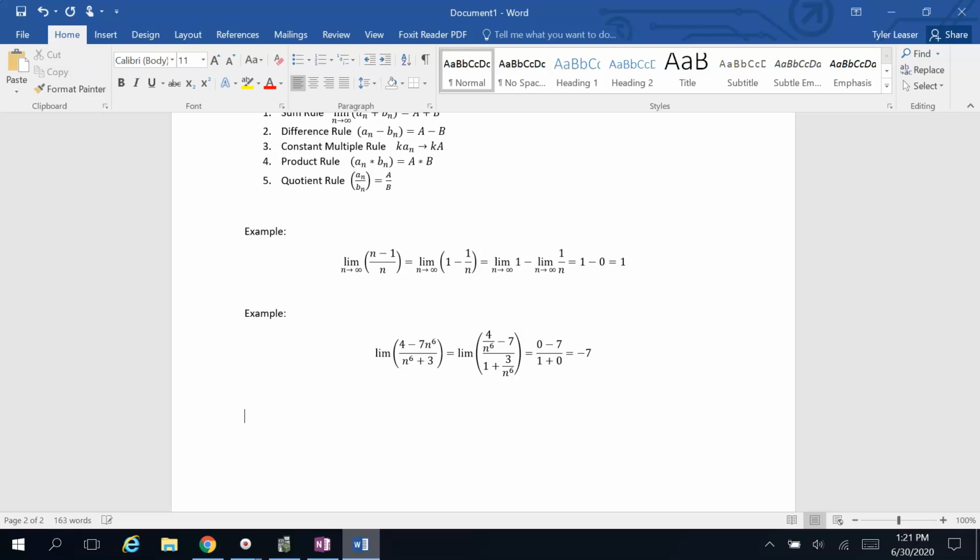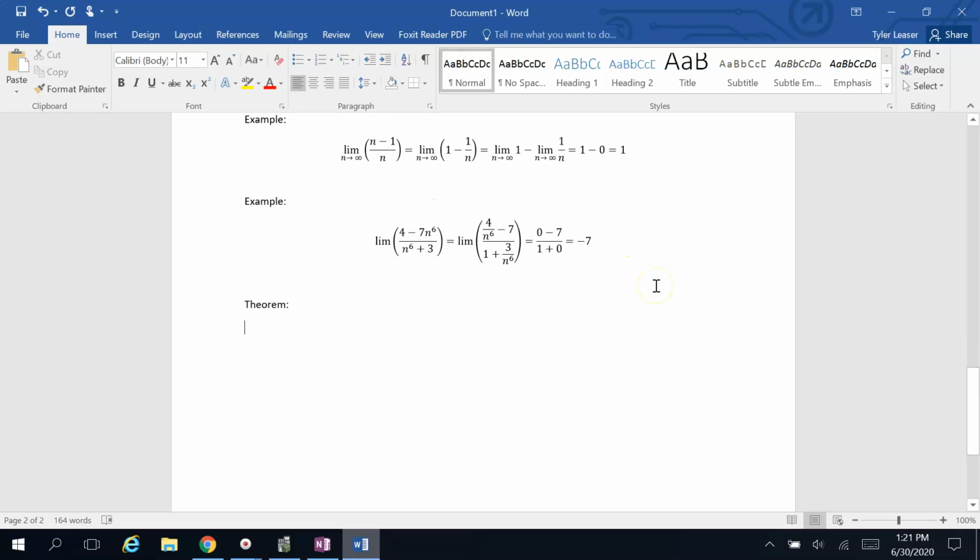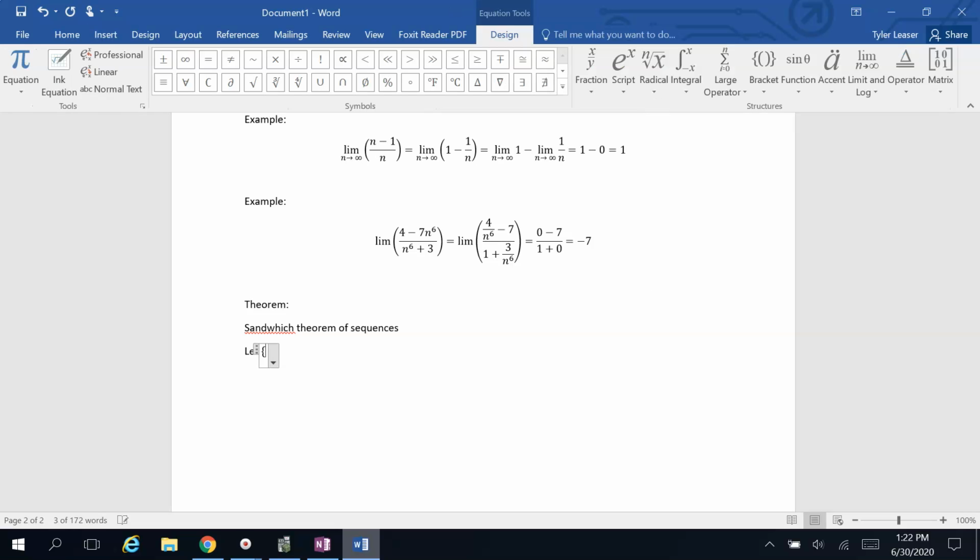All right, moving on from there, let's look at a few more theorems here. Like I said, Chapter 10 is just packed with them. This one's called the sandwich theorem. I'm sure that you've heard of this one before from Calc 1. This is the sandwich theorem of sequences. You probably saw the sandwich theorem of limits in Calc 1. So let there be 3 different sequences, a sub n, b sub n, c sub n.